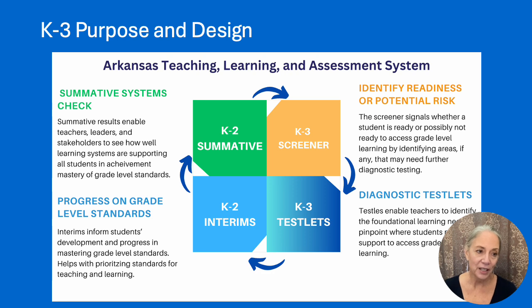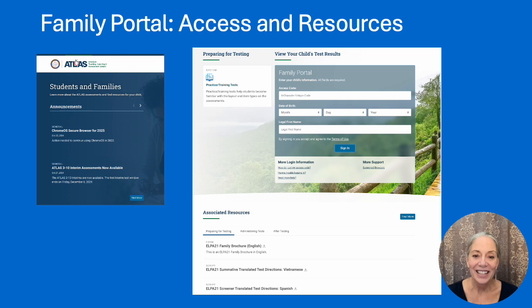It's part of this bigger system that also includes an interim, which your students' results might be in there already. It also includes a summative at the end of the year. So far this year, your child has probably only taken the screener, may have taken testlets, and may have taken the interim if your school is using the Atlas system for interims. You're going to find out which assessments your child has taken by going to the family portal. Everybody has taken the K-3 screener, all the K through 3 students, unless you have enrolled after the closing date.